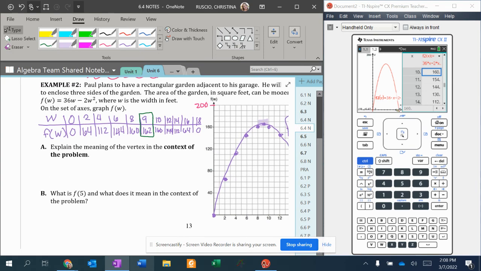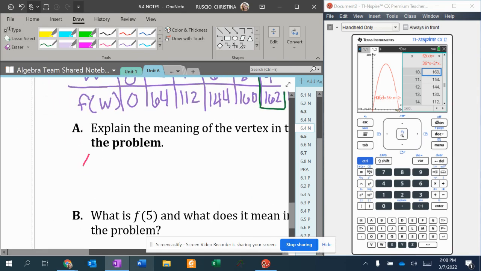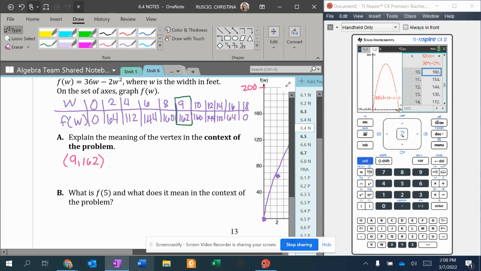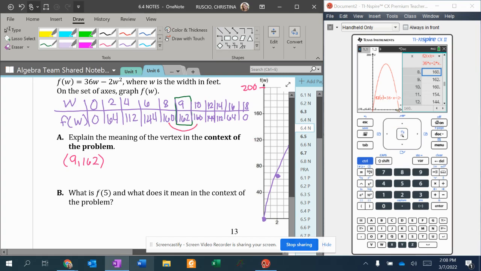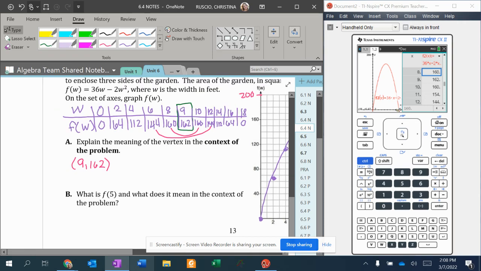A says explain the meaning of the vertex. Well, first of all, let's identify this vertex. 9, 162, right? We boxed that right in. We saw that turning point happening right in our table of values as well, because I saw those 160s. Look at this rainbow action. You know the drill.